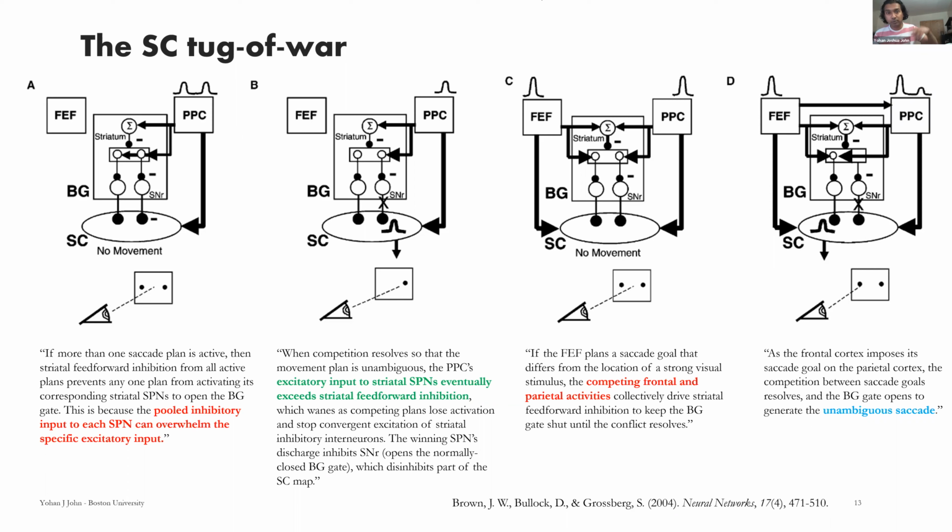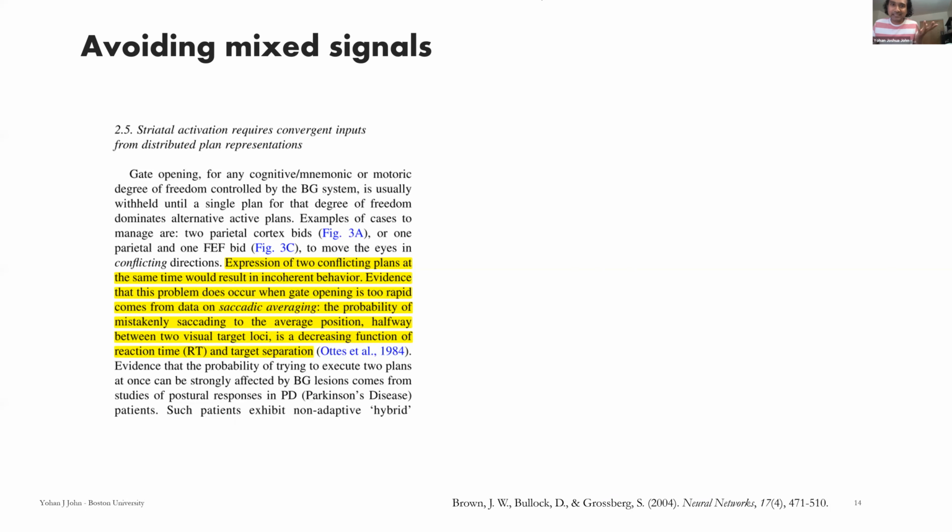So if you were to just boost both of them, you would get inconsistent action plans, or two different go signals would be triggered. So avoiding mixed signals is a big part of this. Expression of two conflicting plans at the same time would result in incoherent behavior, and evidence for this includes the saccadic averaging that I mentioned. Some interesting reaction time data related to this too.